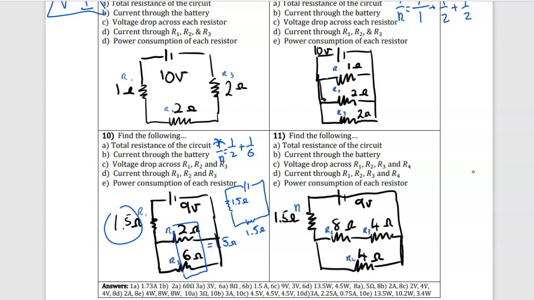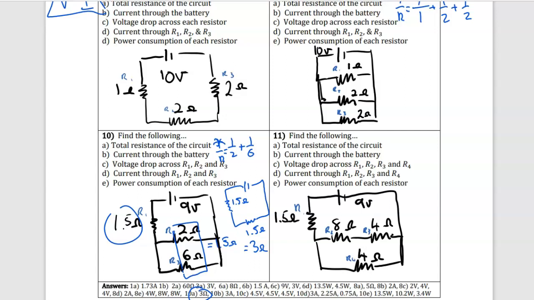So we've simplified this. We said the 2 and the 6 are equal to a 1.5 ohm, and now these are in series with this 1.5 ohm, so 1.5 ohm plus 1.5 ohm. The total resistance is now going to be 3 ohms, and that's how we got the answer down here, 3 ohms. That is the total resistance of the circuit. Then we're going to start building it back up again.